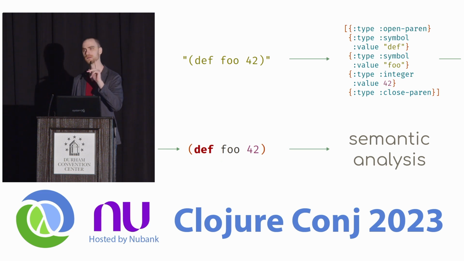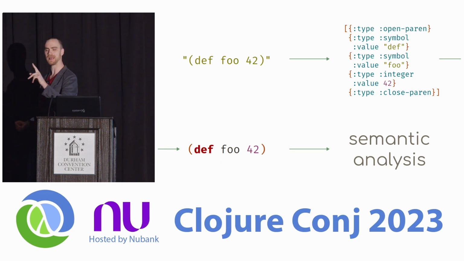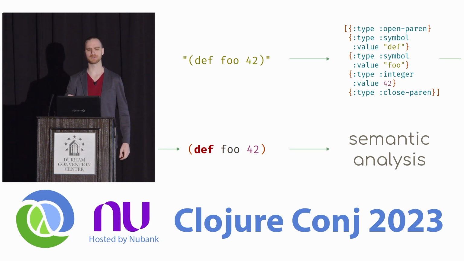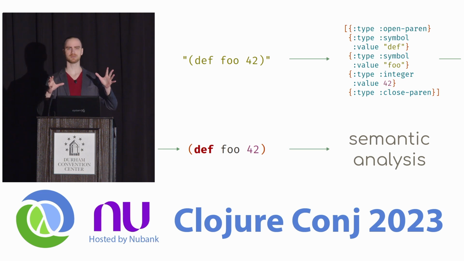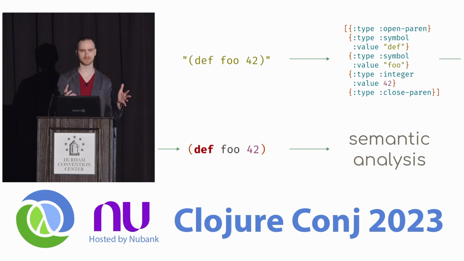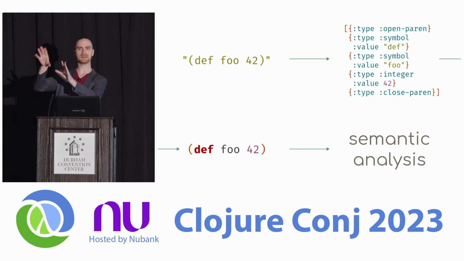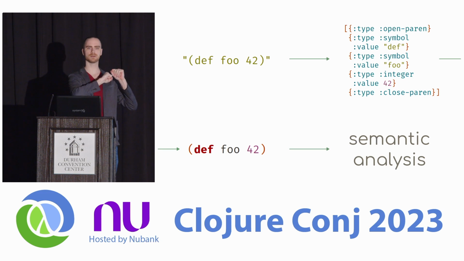Next, we syntactically analyze this. Now, in most other languages, your parse tree is just some internal compiler representation. It's not actually runtime data. However, in Clojure, and I would imagine in other Lisps as well, we take those tokens and we read them right into Clojure data.